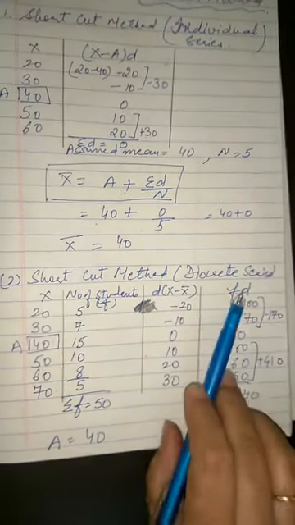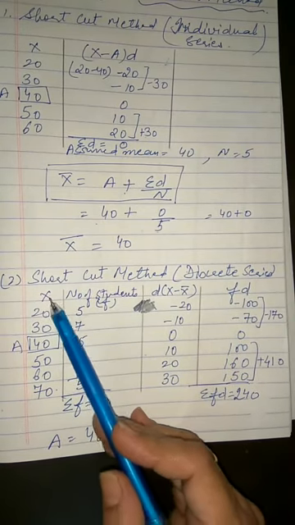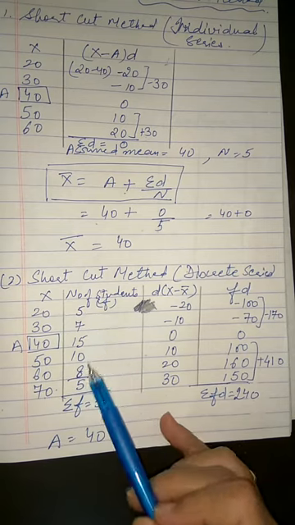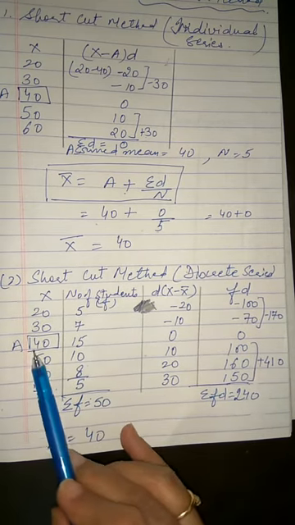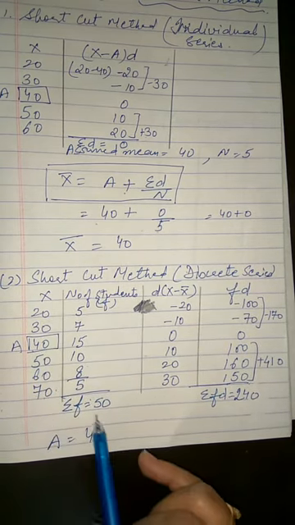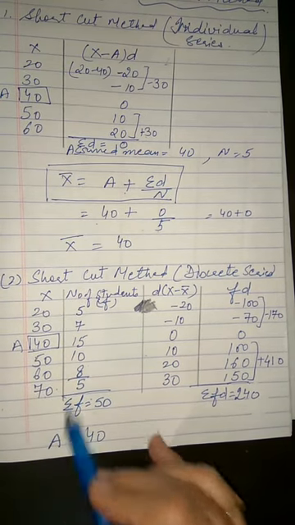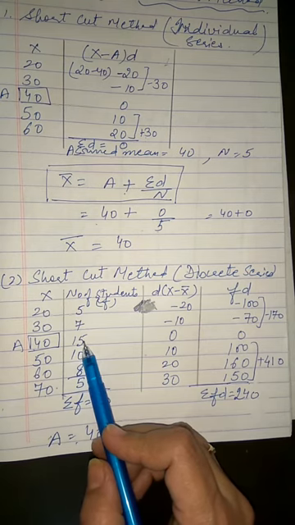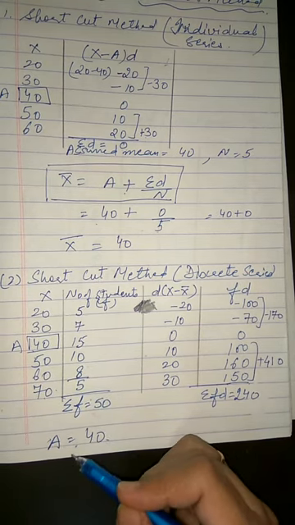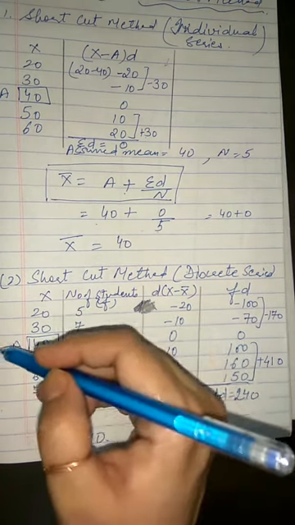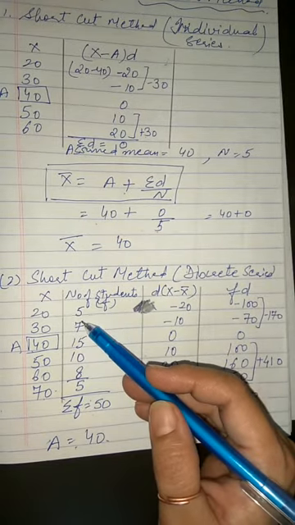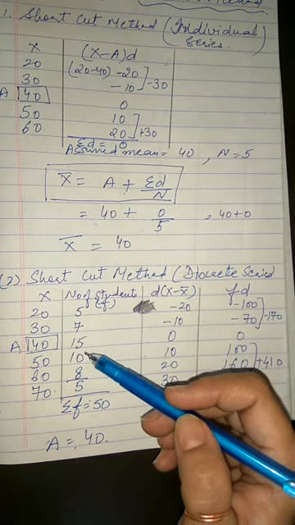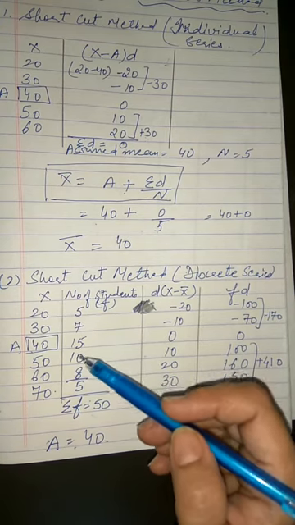Next sum is discrete series. Discrete series, like x is given, frequency is given. In this, always remember to take the assumed mean from the x. If you take the assumed mean from the frequency, your sum will be wrong, because mean is the average of this data. This is just a number of persons. So you cannot take the assumed mean from the frequency, right?